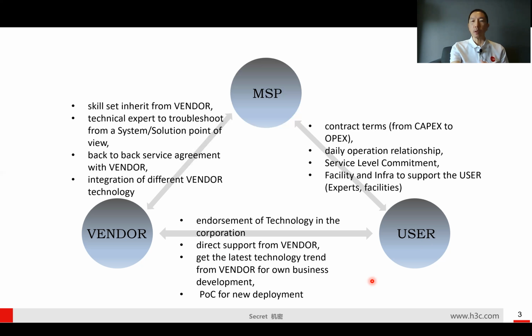And finally, the user always expects vendor support for the proof of concept, the POC, because whenever the user wants to develop or deploy new technology in their business or corporation, they need the vendor to show it directly rather than going through the MSP, because they just want to test without any cost and then get the vendor support. I think for this kind of activity, the MSP may not be in a very good position to do a lot of the POC work. Instead, the vendor can cooperate with the MSP or work directly with the user to provide the proof of concept.